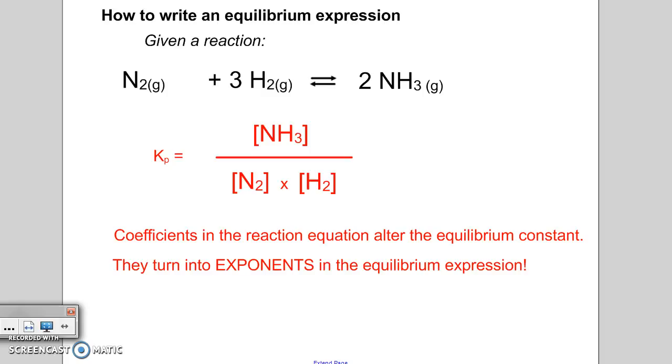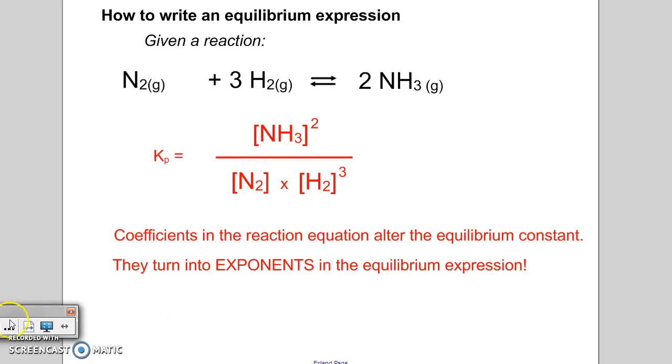Coefficients in the reaction equation alter the equilibrium constant calculation. They turn into exponents in the expression. So here we do have some coefficients. We have a coefficient of 3, and of 2, and of 1. So they turn into exponents in the appropriate place in the equation. Our NH3, which is expressed here, is going to get an exponent of 2. We're going to get that 3 down onto the H2 as an exponent. And since there is not a coefficient on the N2, it just stays like that.